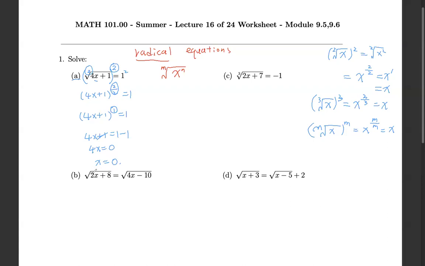So B will have a square root on each side. So we do the same thing. We square this side, we square this side. Then the left-hand side becomes 2x plus 8. The right-hand side becomes 4x minus 10. Right. Then we need to combine like terms. So we have 2x here, 4x here. We want to move them around. So maybe we move 2x to the other side, and it becomes negative.